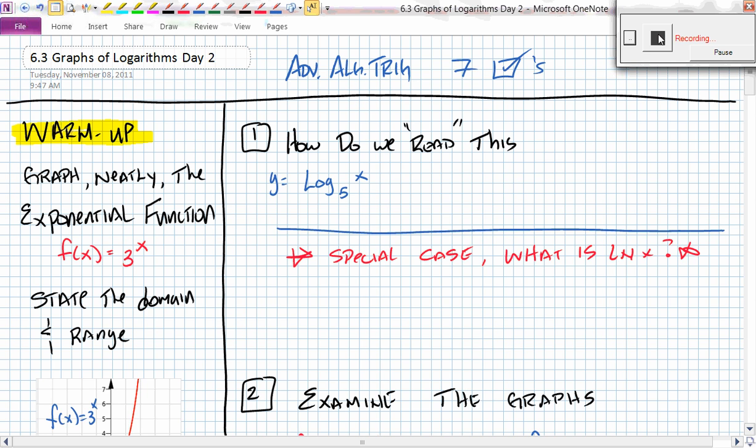Okay. So please do me a favor and graph neatly the exponential function f of x equals 3 to the x, and then state the domain and the range.